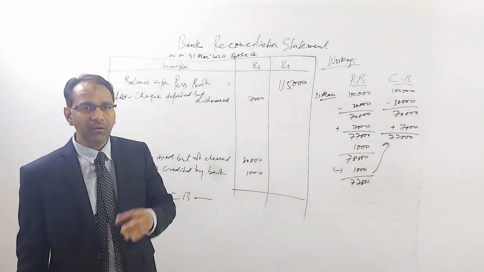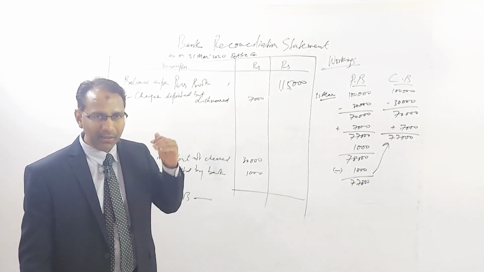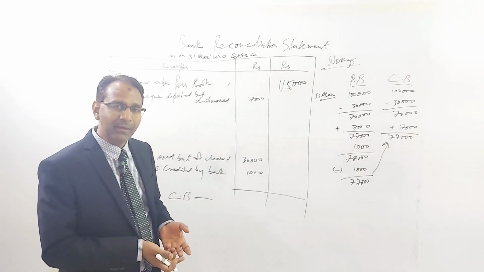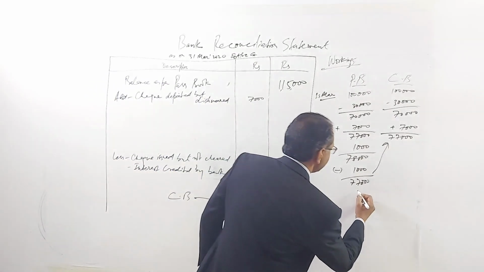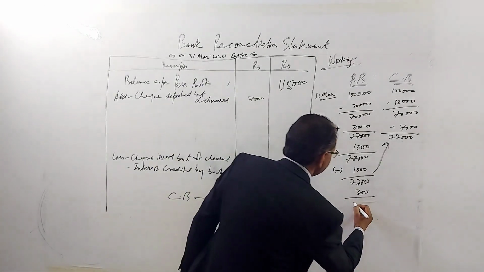Right. Same thing, now comes 300 rupees as bank charges, bank commission. Bank has deducted bank commission. Bank charges. What is the impact? Where is the first impact? First impact is on the passbook because bank has deducted. How much? 300 rupees.